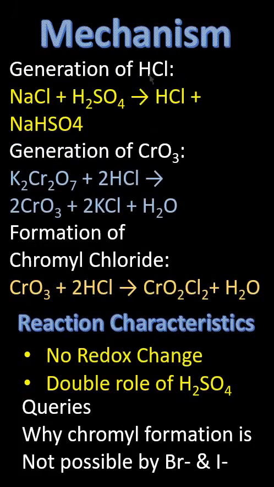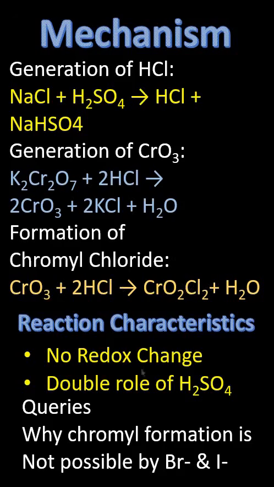Mechanism. The first step is generation of hydrochloric acid. The comparatively stronger sulfuric acid releases the weaker hydrochloric acid from the salt. So, hydrochloric acid is generated, and the second step is the generation of chromium trioxide. The hydrochloric acid reacts with potassium dichromate and forms this chromium trioxide. The third step is the formation of chromyl chloride. The hydrochloric acid combines with chromium trioxide and forms the red vapors of chromyl chloride.